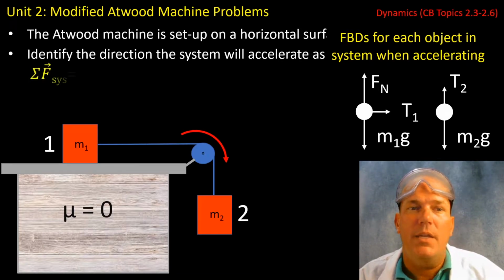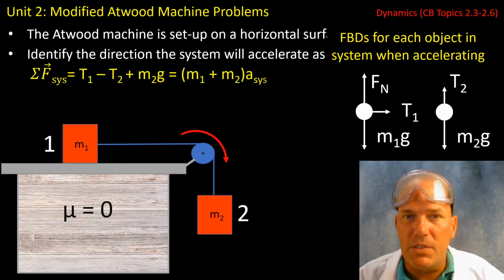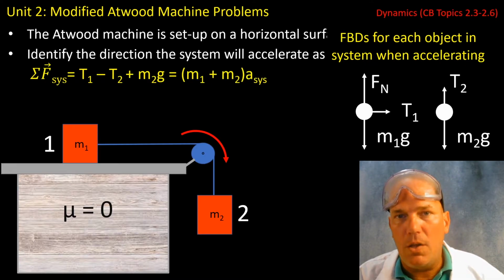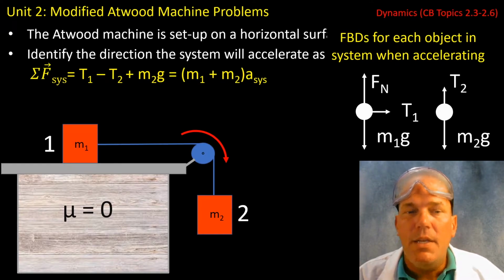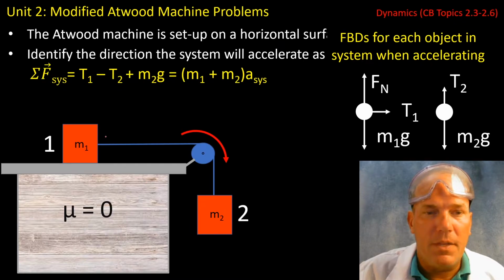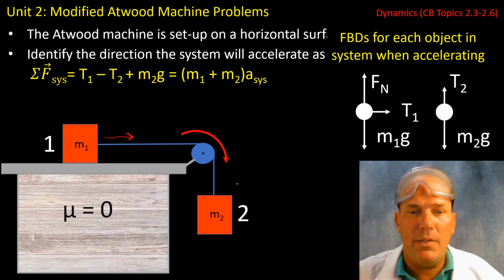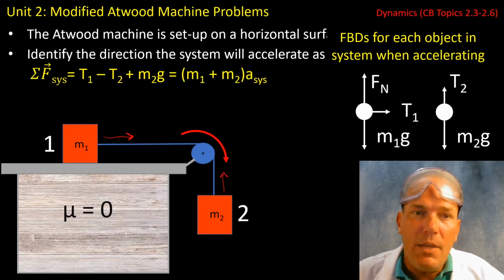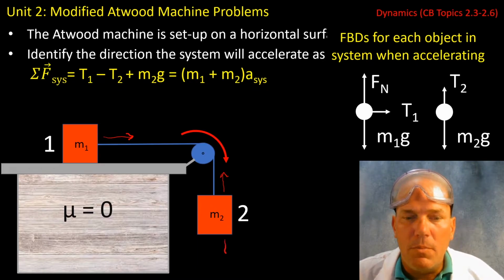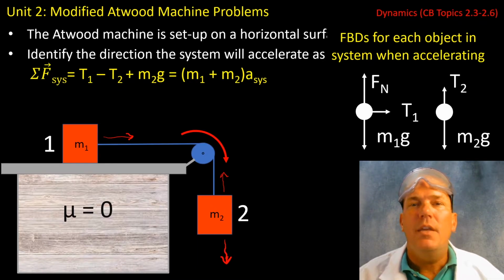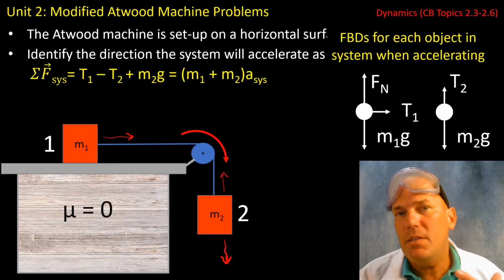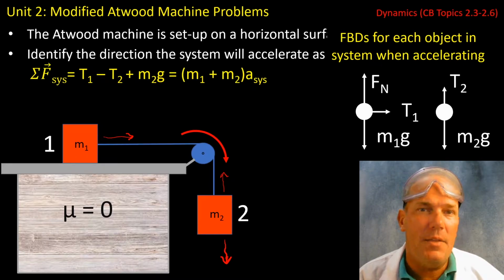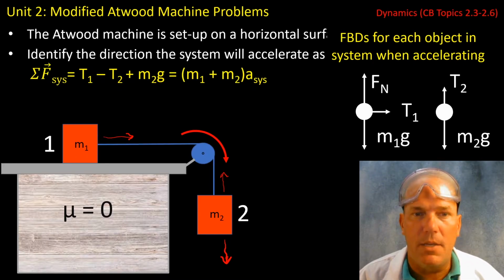Now let's go ahead and sum forces for the system, recalling our predefined positive direction. So T1 is in the positive direction of the acceleration that way, whereas T2 is in the opposite direction of the acceleration. Likewise, mass 2 multiplied by the acceleration due to gravity is also in our positive direction. So we will subtract T2 from T1 and add mass 2 times little g.